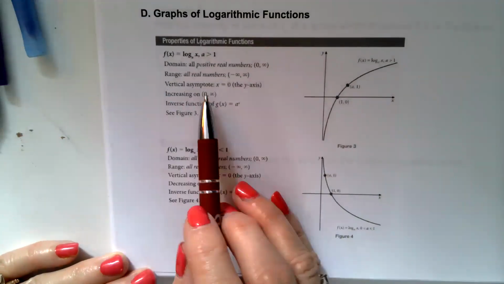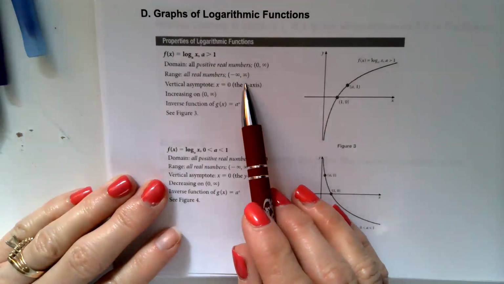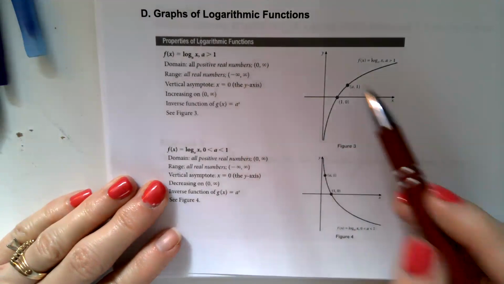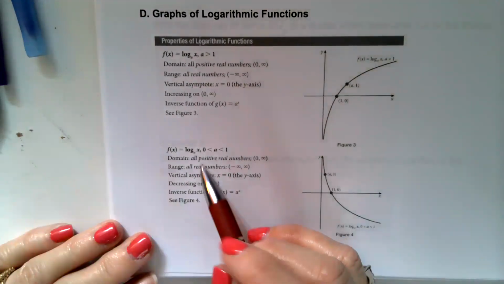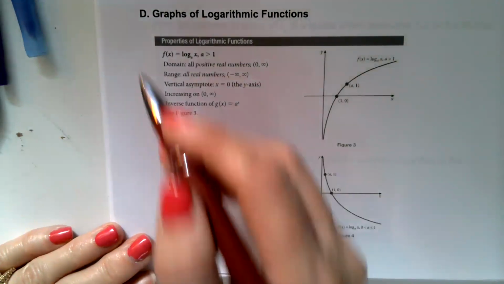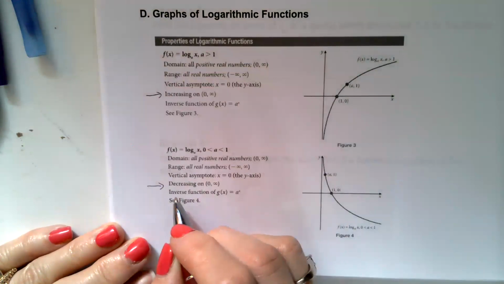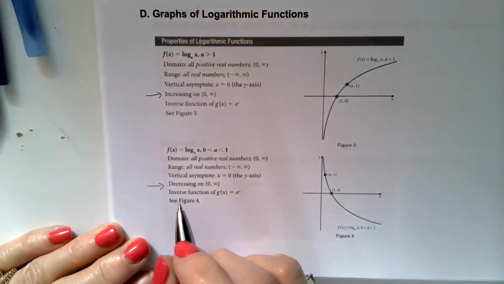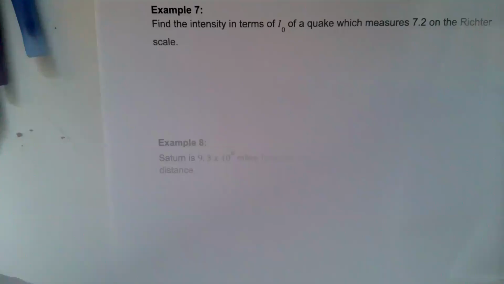And here it gives you the vertical asymptotes on both. They have a vertical asymptote at x equals 0. And when A is greater than 1, it's an increasing function. And when A is between 0 and 1, it's a decreasing function. So some good info about the graphs right here.